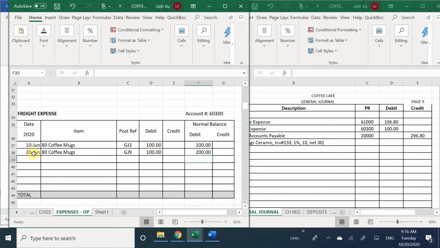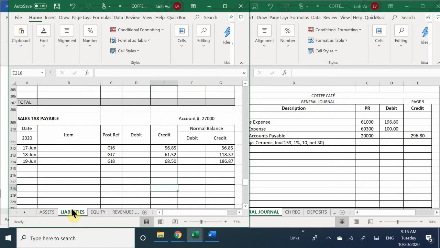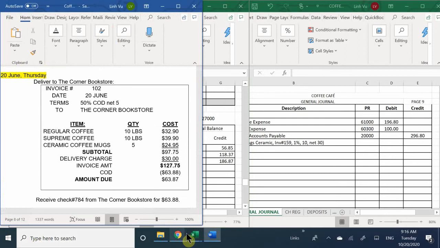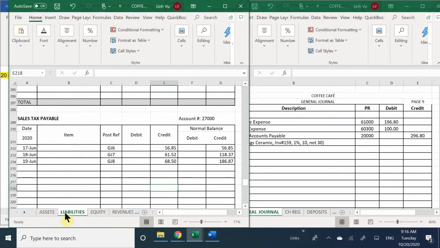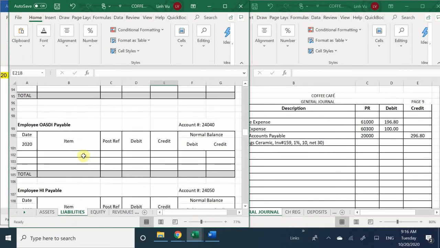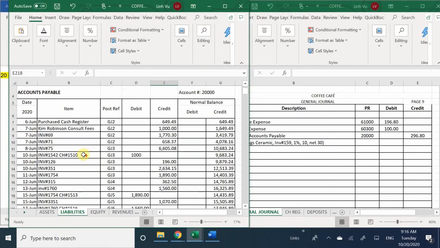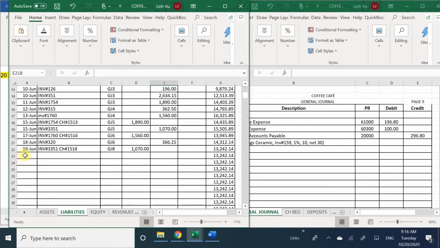What else is on my list? The time, liability. Oh shoot, I hit the wrong one. Okay, so liabilities. Accounts payable.